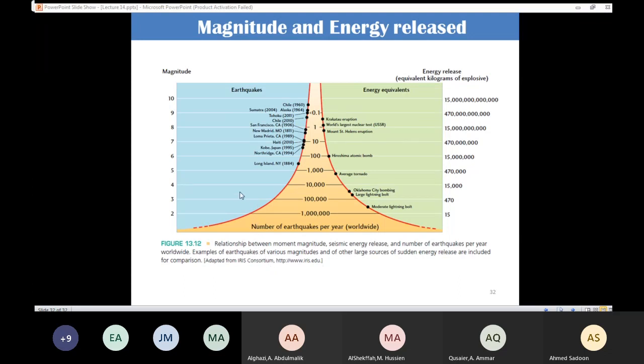Another example, if the earthquake here equals 6 on the Richter scale, it means that through the years we are going to see 100 earthquakes. And here we can see that if I have a scale of 6 on the Richter scale, that means I'm going to see an energy released equal to the Hiroshima atomic bomb. Okay, so here we can see the energy released, and here we can see how many earthquakes are going to take place through the years, and here is the Richter scale.